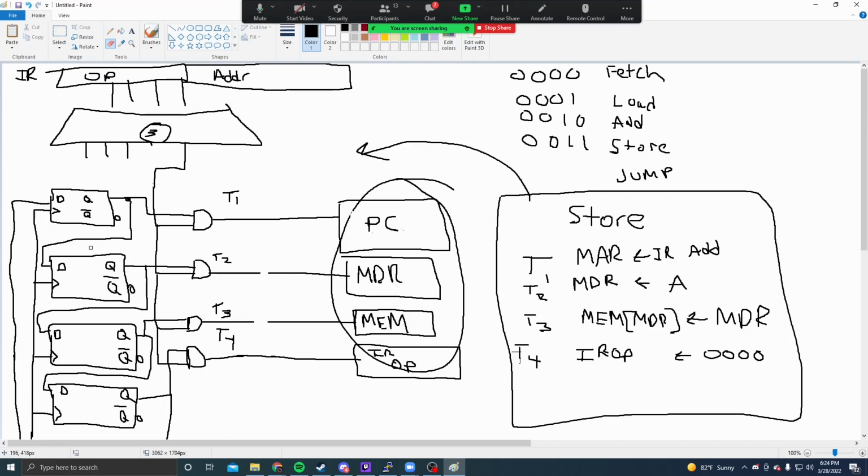Because, like we said, the counters stay the same. The outputs are still technically the same. You just change your input from the decoder, and then you change your outputs of where your T's go to. Okay, jump is 8 according to him. Load is 1, add 2, store 3, it's not 0. According to his notes, I'm literally looking directly at his notes, and it says it's 8.